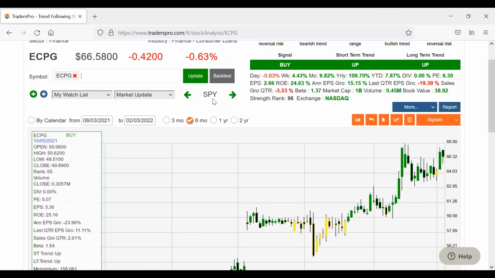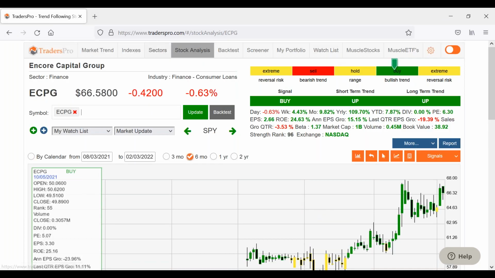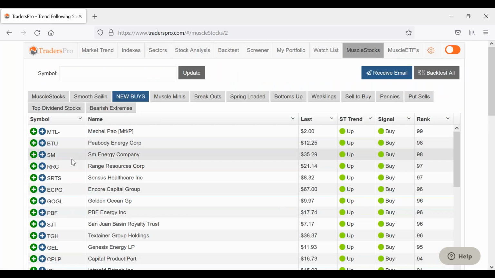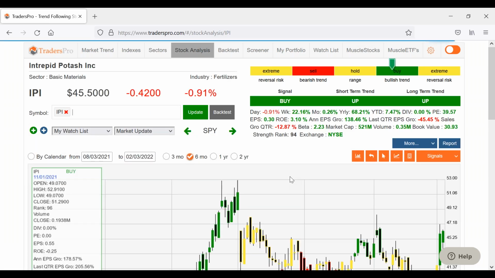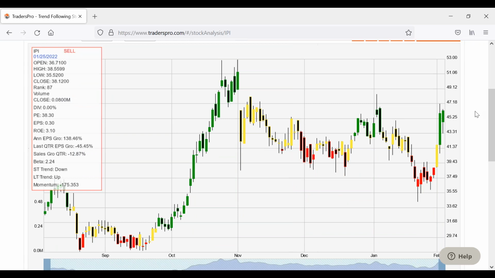And then another one I saw in that group was this IPI, a 94 strength rank fertilizer company. I liked it because there's this larger move up, and then this looks like a larger kind of ABC correction, and then a really sharp impulsive move up off of that.